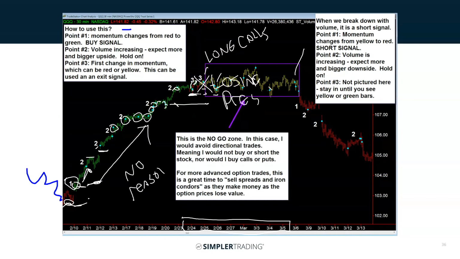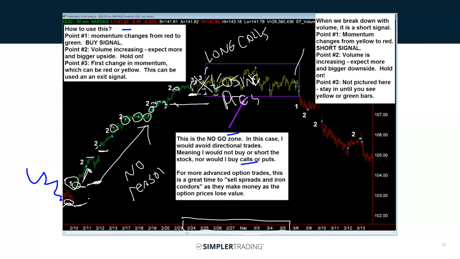And if you've got out of the money calls, you're dead, right? So that's why I really, really like that. So for me, yellow from a directional perspective is simply the no-go zone. In this case, I would avoid directional trades, meaning I would not buy or short the stock, nor would I buy calls or puts. For more advanced options trades, this is a great time to sell spreads and iron condors as they make money as the option price loses value, okay?